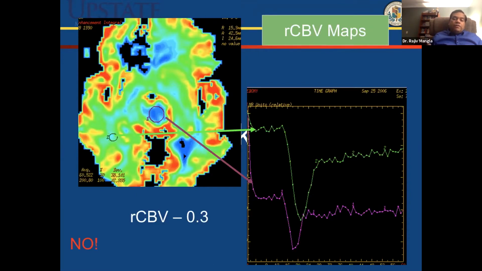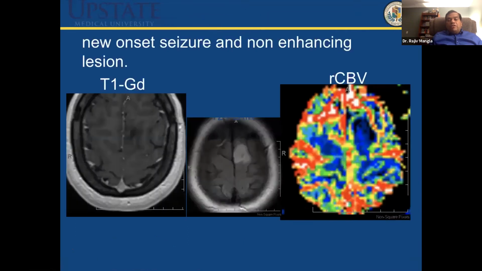lesion, it can be high. So it gives us information which is not simply given by the gadolinium-based contrast imaging. It is more functional imaging. It detects neoangiogenesis. If there is neoangiogenesis, then we can see it from the perfusion imaging. This was a pilocytic astrocytoma.